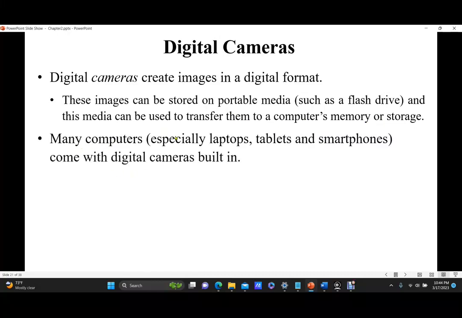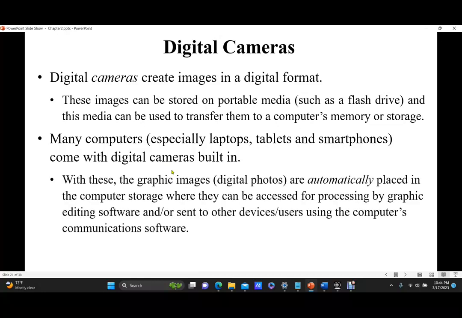Many computers, and especially smartphones and tablets, come with digital cameras built in. With the built in cameras, the digital images get automatically placed in the storage of the computing unit. And from there, they can be accessed for processing or transferred to other devices using the communication software.